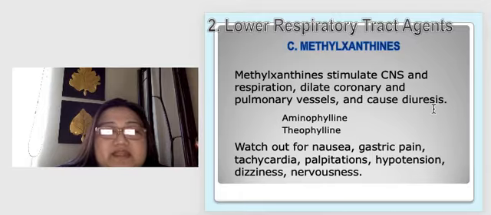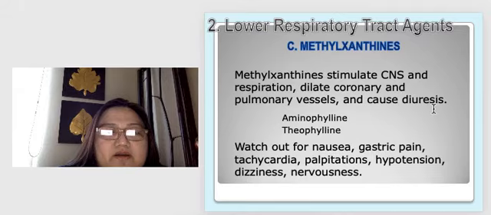Methylxanthines. They stimulate the CNS and respiration, they dilate coronary and pulmonary vessels, and they cause diuresis. Ang methylxanthines ay respiratory stimulant, no? Which means it also improves breathing, nare-relieve ang bronchospasm. Aminophylline and theophylline are examples of methylxanthines.